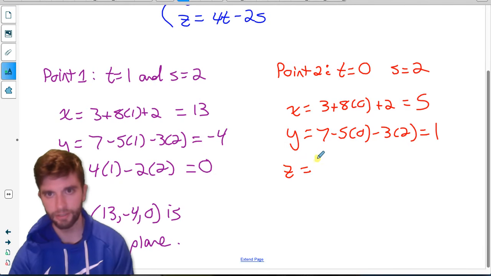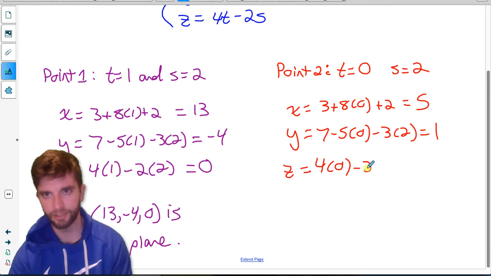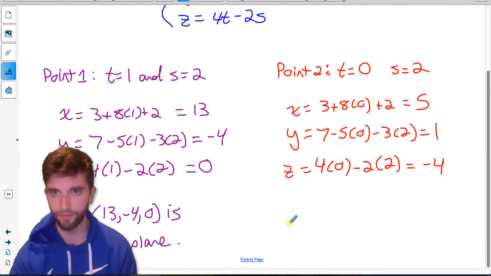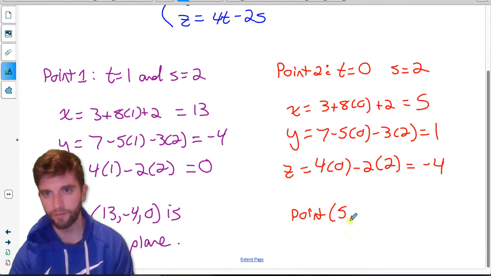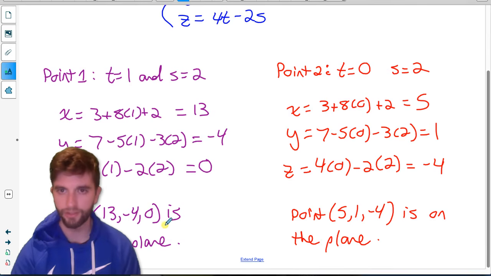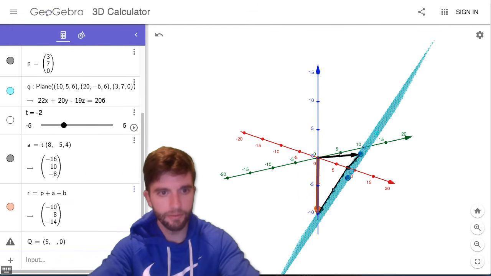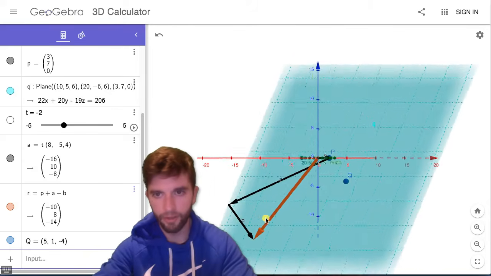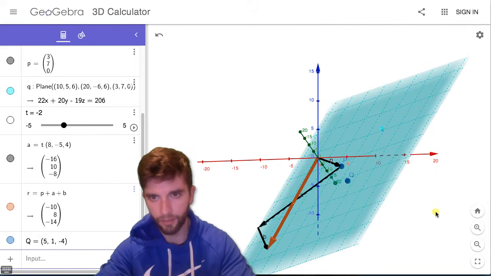And z is just 4 times 0 minus 2 times s, which we chose to be 2. This gives me negative 4. So the point 5, 1, negative 4 should also be on the plane. Let's double check to make sure it is. 5, 1, negative 4. There it is. It's right there, point Q, on the plane.